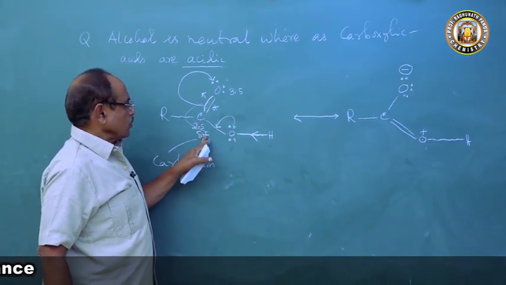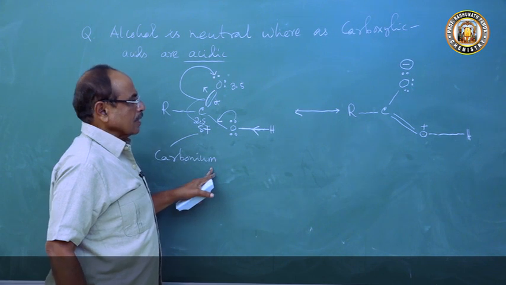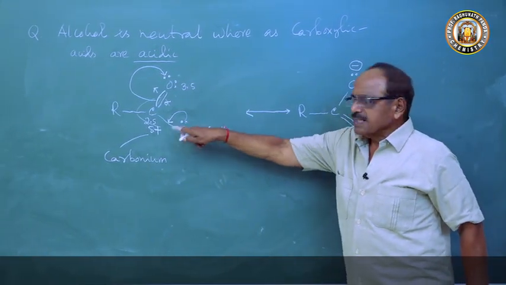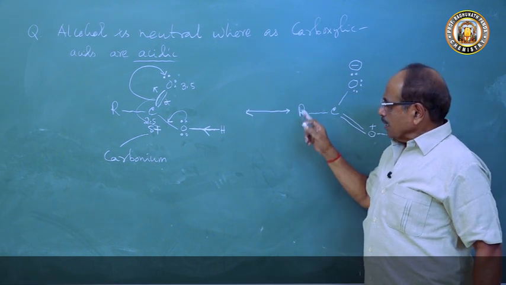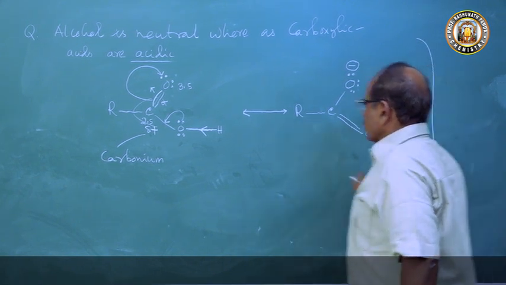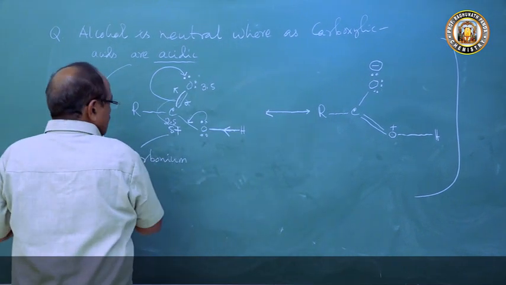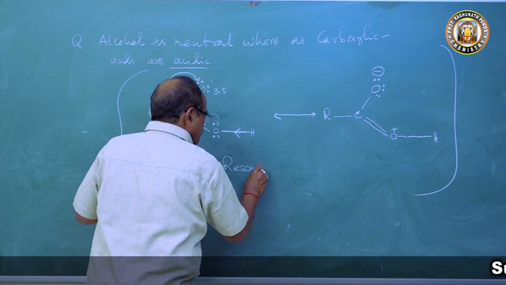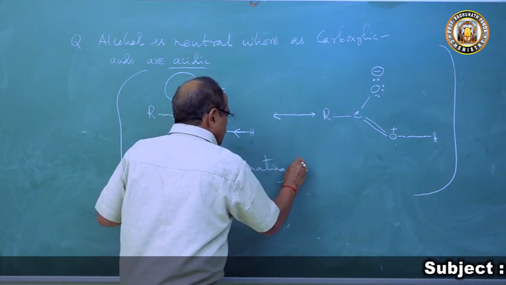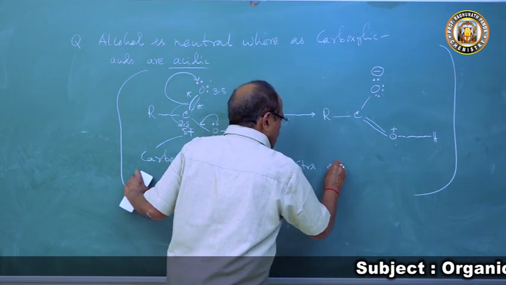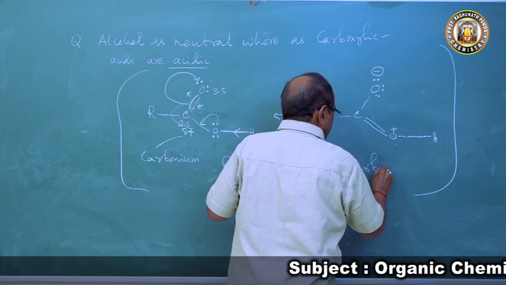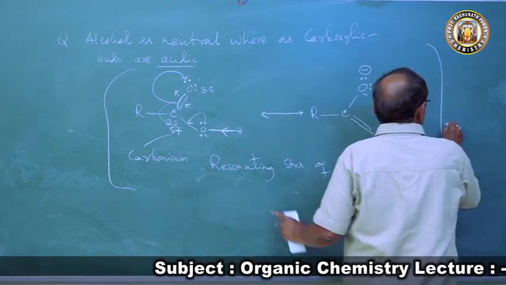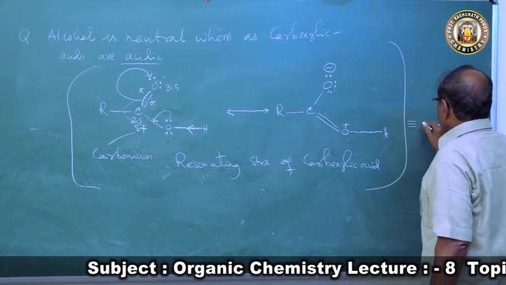And to neutralize this positive charge, there is a flow of electrons. This pair of electrons of oxygen gets delocalized. So now there are two structures, these are the resonating structures of carboxylic acid. Now if we write its resonance hybrid, then what will the resonance hybrid be?